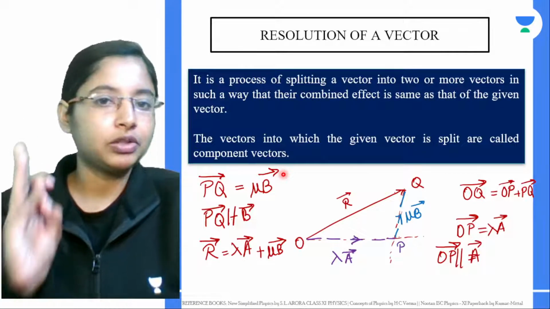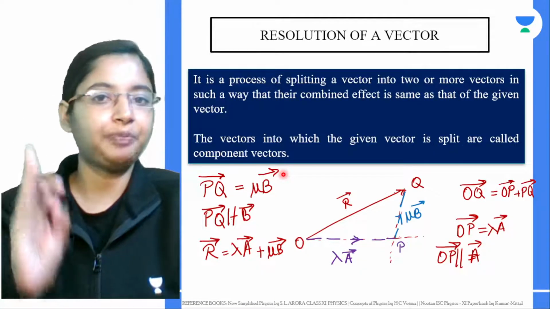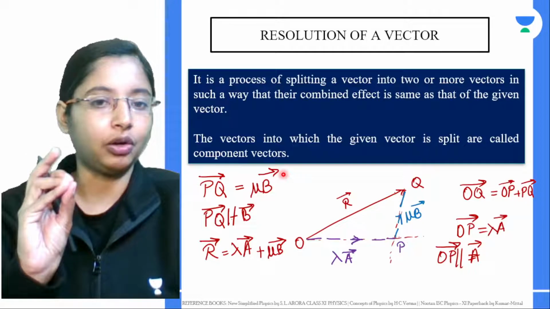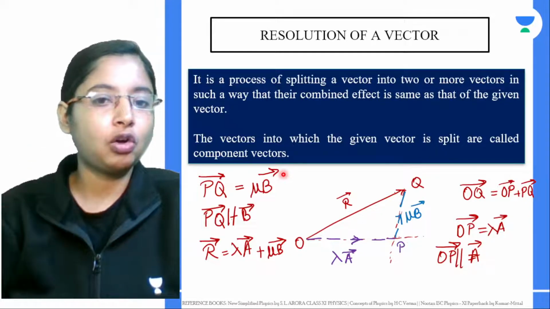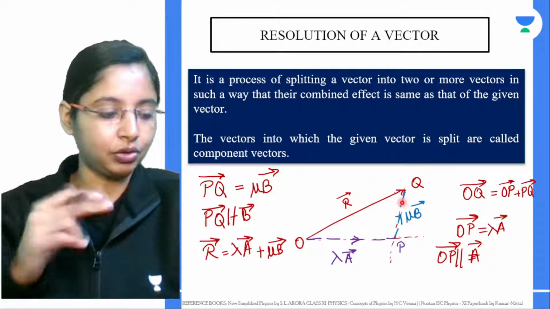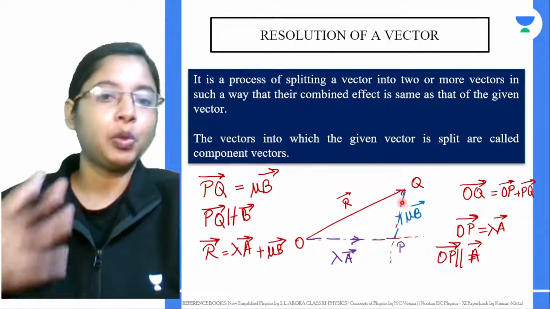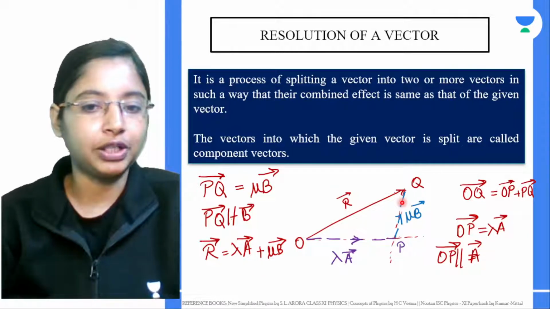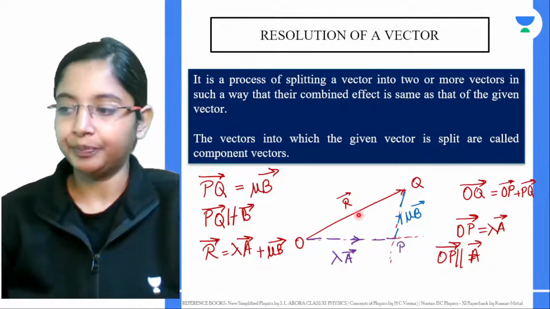So you've learned what is composition or addition of a vector. You've learned what resolution means. And you've learned what these component vectors are. Component vectors means here A vector and B vector. The resultant is split into A vector and B vector. Those are the components of the vector. One more question might come in this, so make sure that you know what these different terms are.